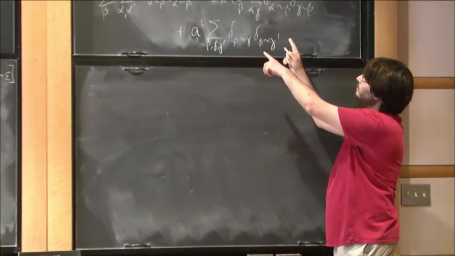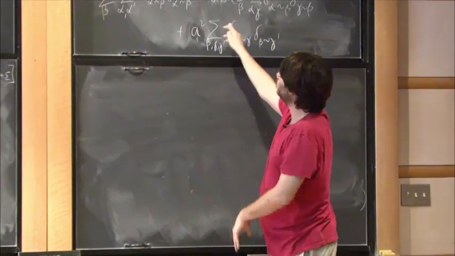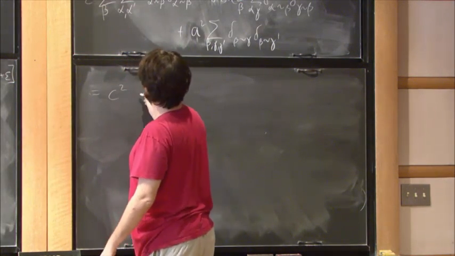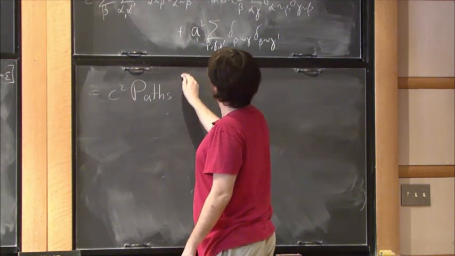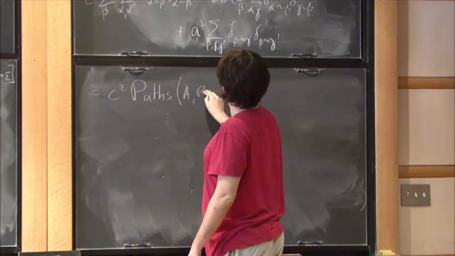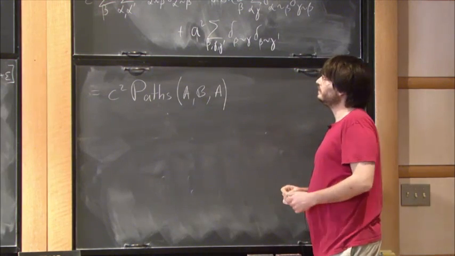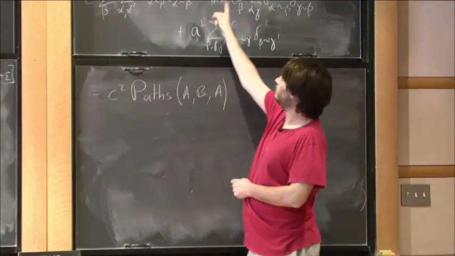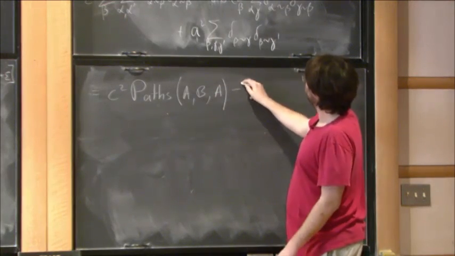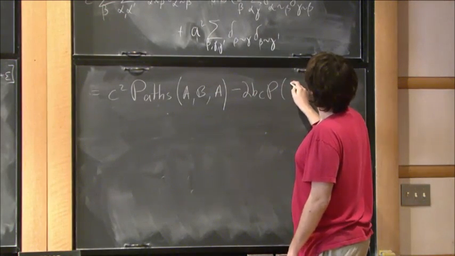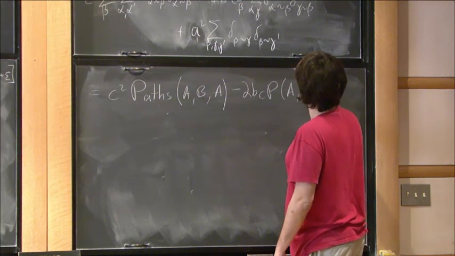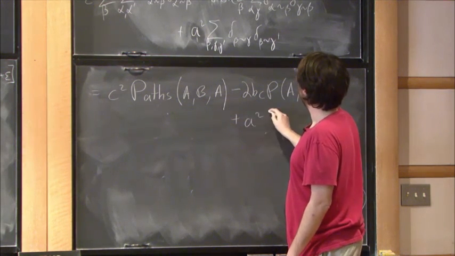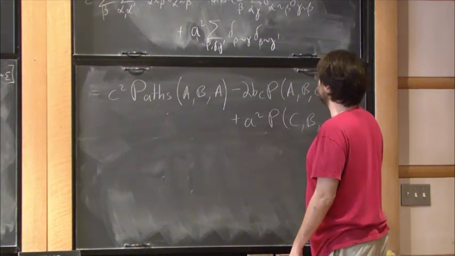So okay, we translated this. When we open this, it looks more combinatorial. So now this is just C square, and then the number of paths going from A to B back to A. Do you see this? We go over all the alphas in A, alpha prime in A, beta in B, and we ask whether it's a path. And minus 2BC paths from A to B to C plus A square paths from C to B to C.